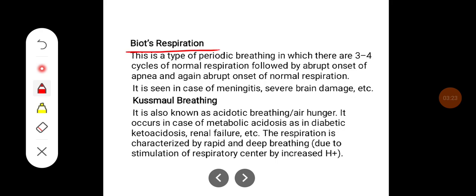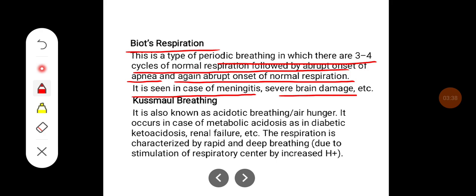Biot's breathing. This is a type of periodic breathing in which there are 3 to 4 cycles of normal respiration followed by abrupt onset of apnea and again abrupt onset of normal respiration. It is seen in cases of meningitis and severe brain damage.